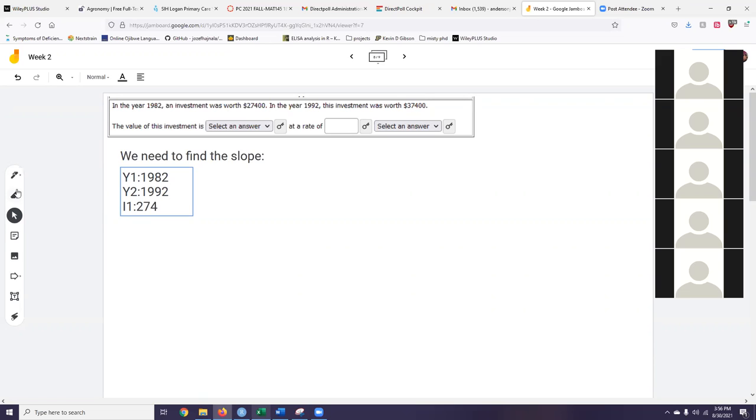Our investment one, which is how much money we started with, $27,400. And our end investment, which is $37,400. Then we have I2 minus I1, so basically how much I increased my investment, over Y2 minus Y1, or how many years went by.